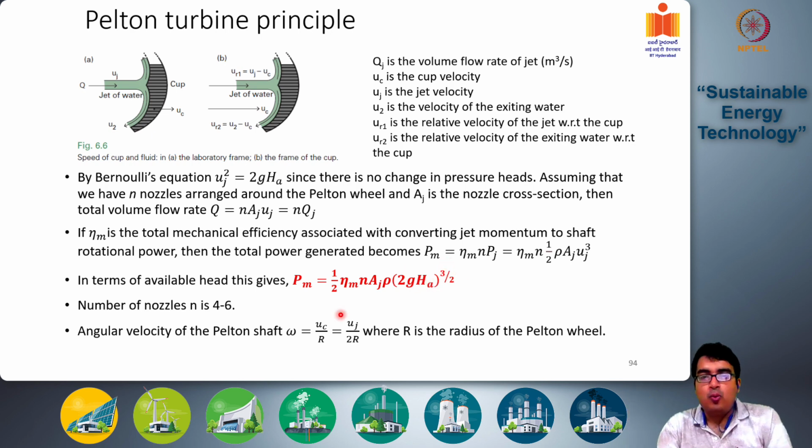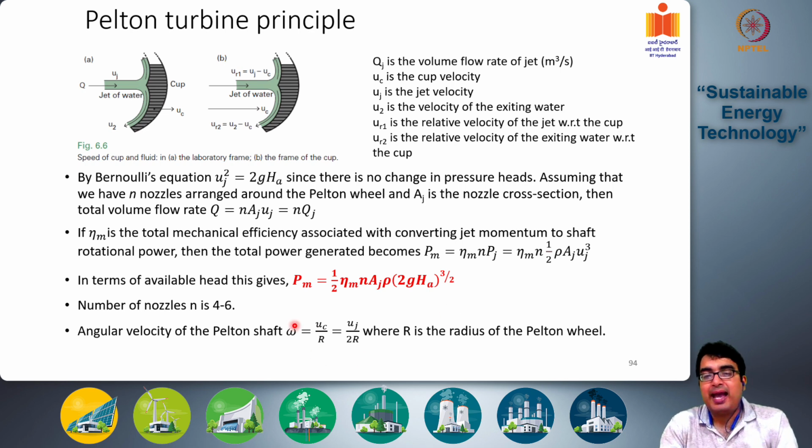Okay. Where eta m is the mechanical efficiency, n is the number of nozzles, Aj is the jet cross-sectional area, rho is the density of water, and Ha is the available head. Usual number of nozzles is between 4 and 6.